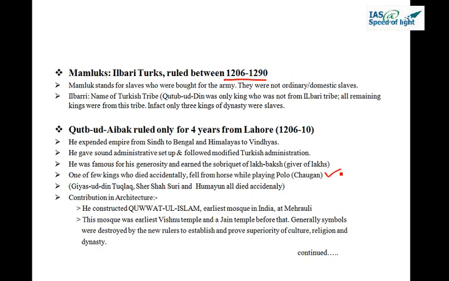Sometimes they can directly ask, name the king who died while playing polo, or name the king who died falling from a library. It is Humayun. So the other three kings who died accidentally were Ghiyasuddin Tughlaq of Tughlaq dynasty, then Sher Shah Suri, whom we will study after Humayun. He led to the starting of second Afghan rule in India, and Humayun. So these all three or four kings, including Aibak, died accidentally.